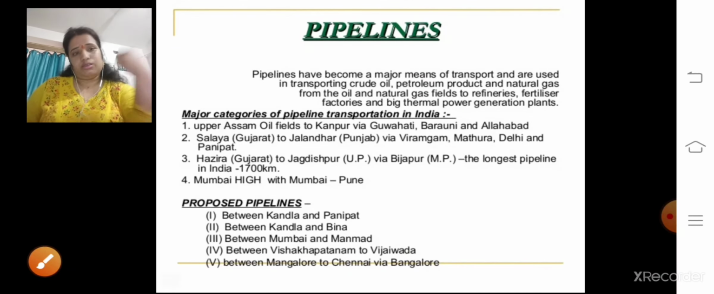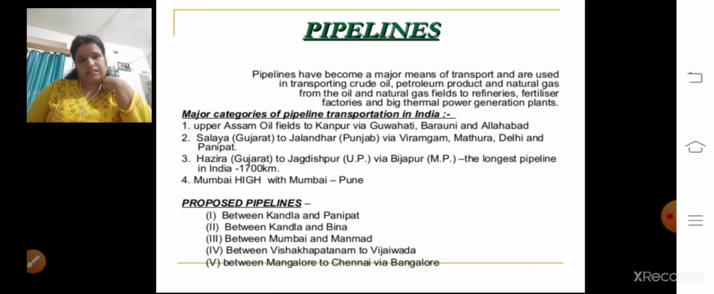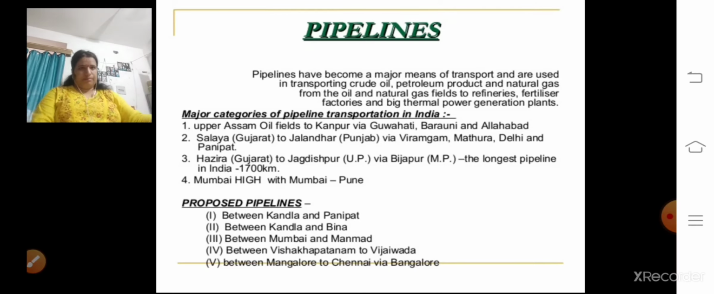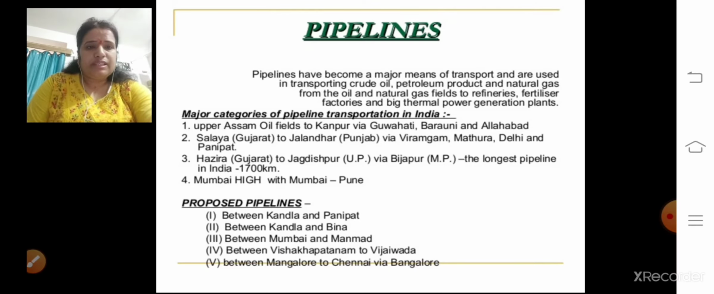So next type of transport is pipelines. Pipelines have become a major means of transport and are used in transporting crude oil, petroleum products and natural gas from the oil and natural gas fields to refineries, fertilizer factories and big thermal power generation plants. Pipeline, like the gas pipeline, you have heard of natural gas pipelines. Okay. So, major categories of pipeline transport in India.